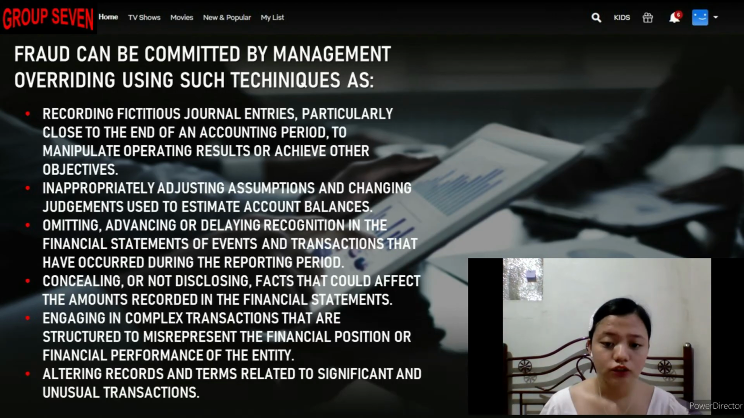Concealing or not disclosing facts that could affect the amounts recorded in the financial statements; engaging in complex transactions that are structured to misrepresent the financial position or financial performance of the entity; and lastly, altering records and terms related to significant and unusual transactions.